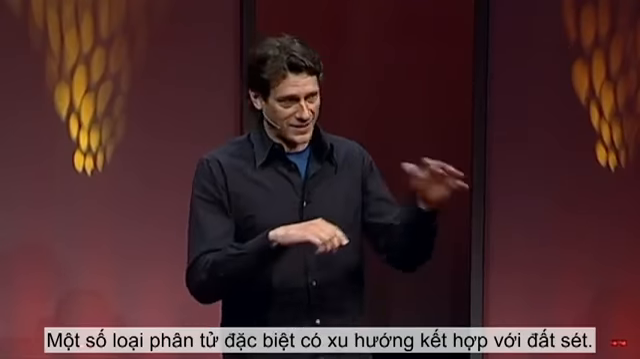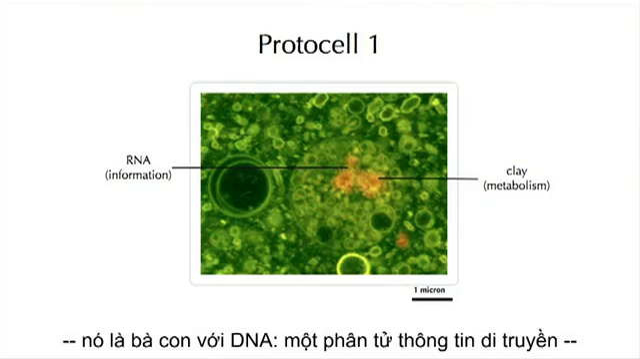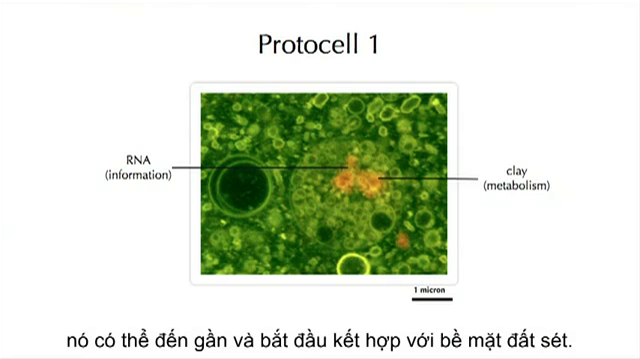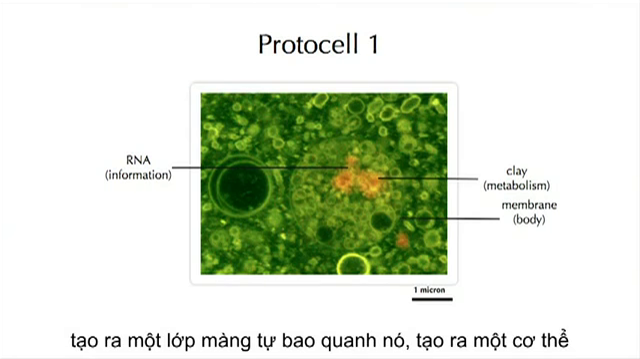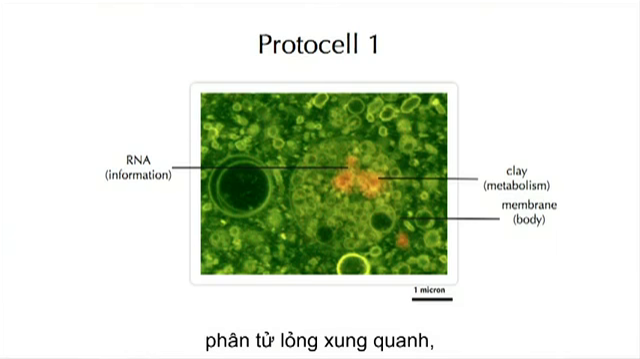Certain kinds of molecules like to associate with the clay. For example, in this case, RNA shown in red. This is a relative of DNA. It's an informational molecule. It can come along and start to associate with the surface of this clay. This structure then can organize the formation of a membrane boundary around itself. So it can make a body of lipid molecules around itself, shown in green here on this micrograph.